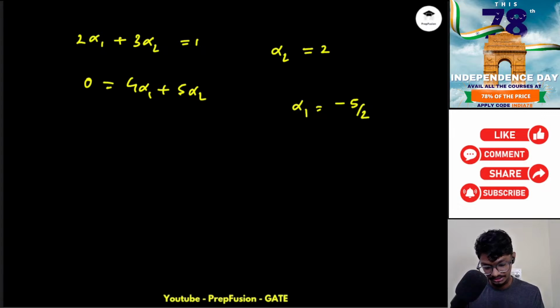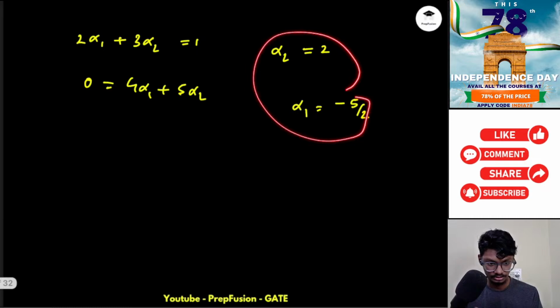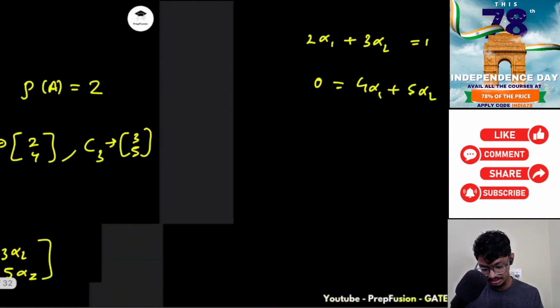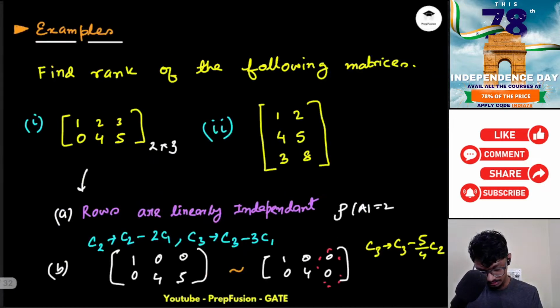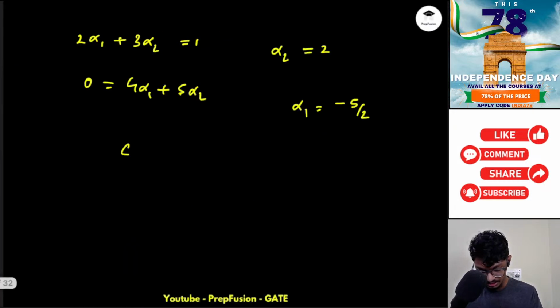So you will say that yes, I can write correct, valid values of alpha 1 and alpha 2. So hence this column is linearly dependent on C2 and C3. So that's why one column is linearly dependent, but these two columns are linearly independent, because I will not be able to write C2 as a scalar multiple of, let's say, alpha 3 into C3. I will not be able to write that.